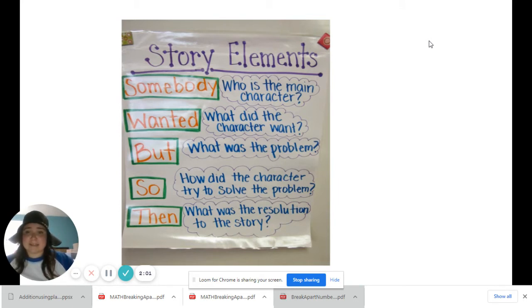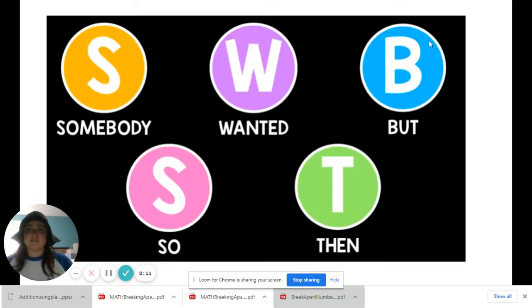And then, the T stands for then. What was the resolution to the story? How did the story end? So remember, S, somebody. W, wanted. B stands for but. S stands for so. And T stands for then.